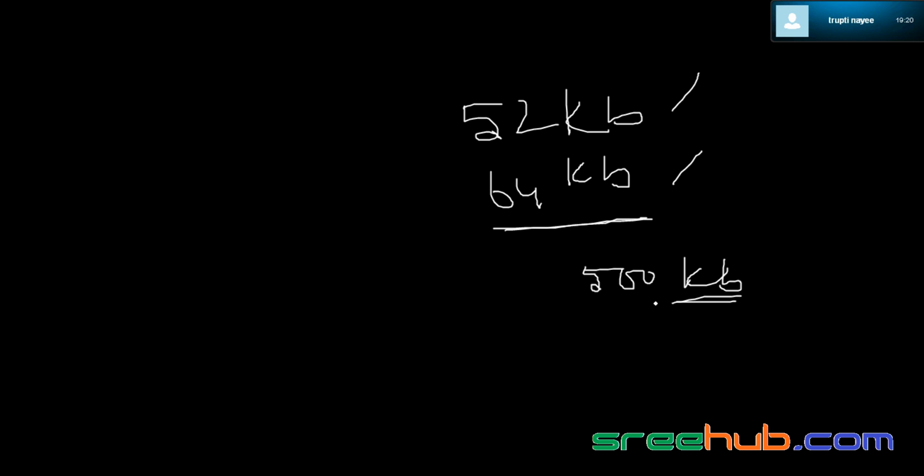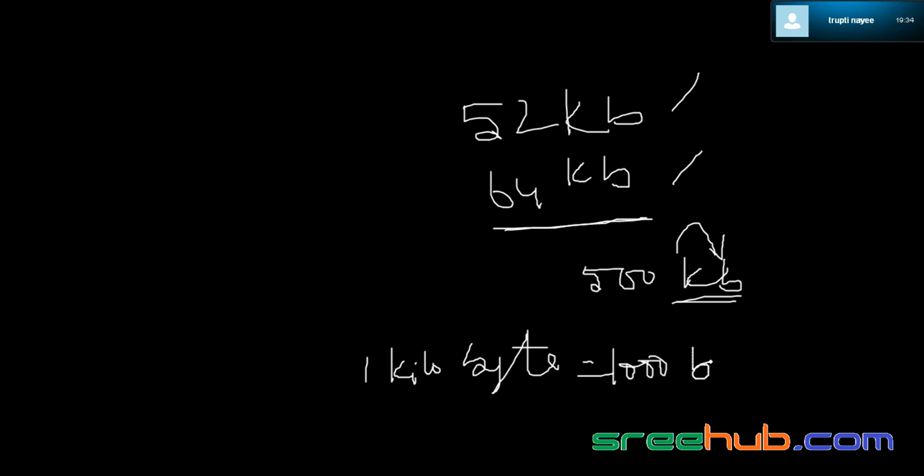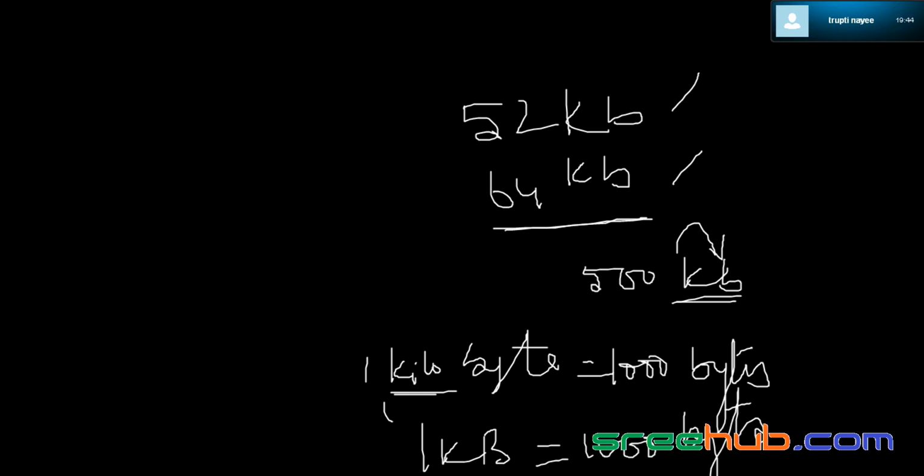KB is nothing but kilobyte, right? Kilobyte, which means can I say 1 kilobyte is 1000 bytes? Am I right? Because kilo means 1000, right? So 1 KB is equal to 1000 bytes. So this is the convention.